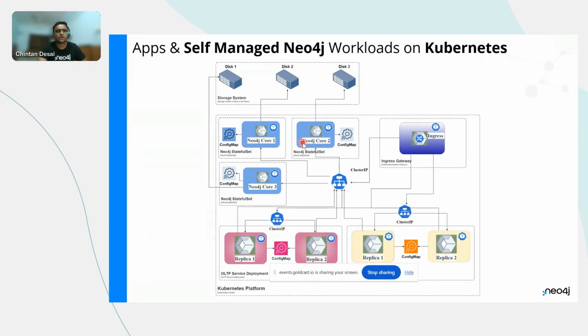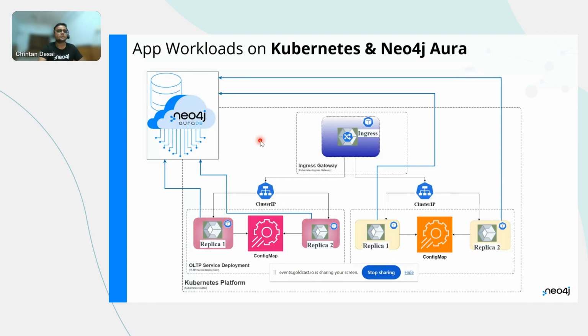And then for Neo4j, you deploy an autonomous cluster with 3 cores: Neo4j core 1, 2, and 3. All of them have their own config maps and stateful sets. They follow a cluster IP service, and there is an ingress gateway, which is an entry point to your Kubernetes cluster. And there are disks configured for the Neo4j cores that you deploy to Kubernetes. So this is how the deployment of self-managed Neo4j with your application looks on a Kubernetes cluster.